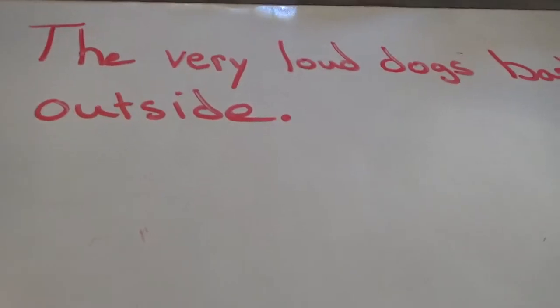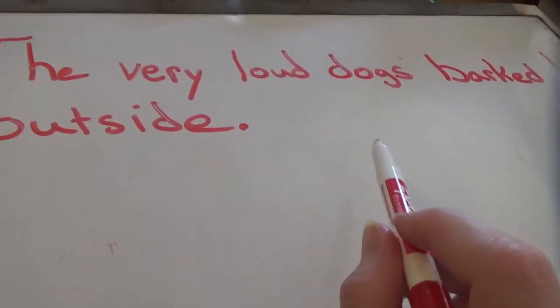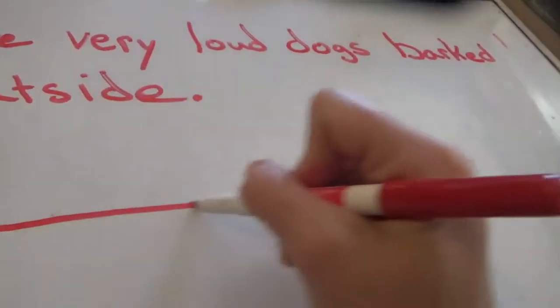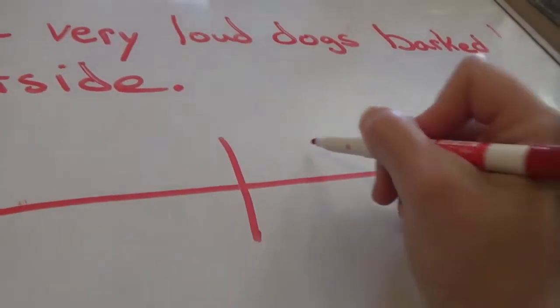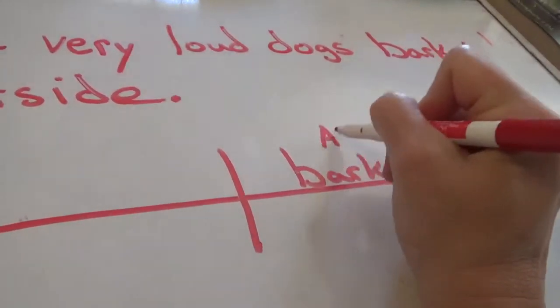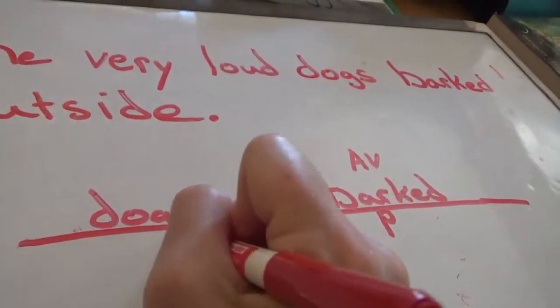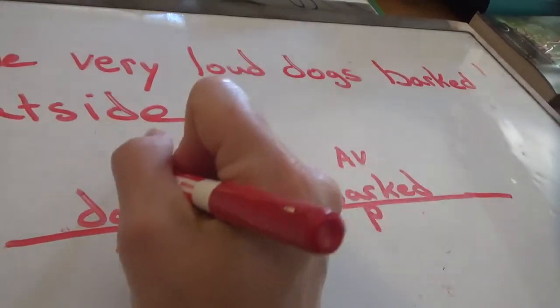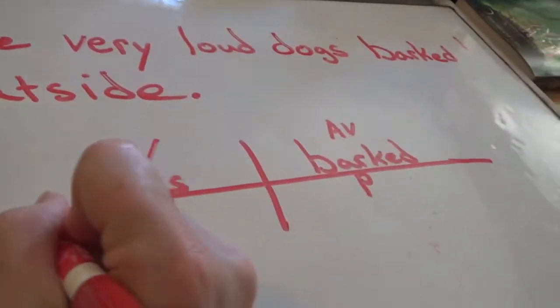Okay, let's check this one. The very loud dogs barked outside. Remember, I said there wouldn't be any prepositional phrases, so we don't have to worry about that. So let's find our simple predicate, which is barked, and it is an action verb. Who or what barked? Dogs. Dogs is our simple subject. Remember, the simple subject always has to be a noun or a pronoun. Dogs barked.